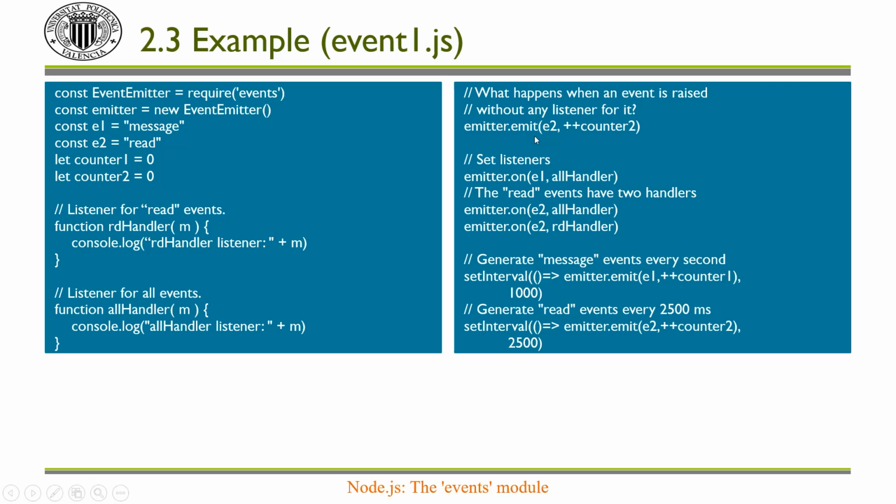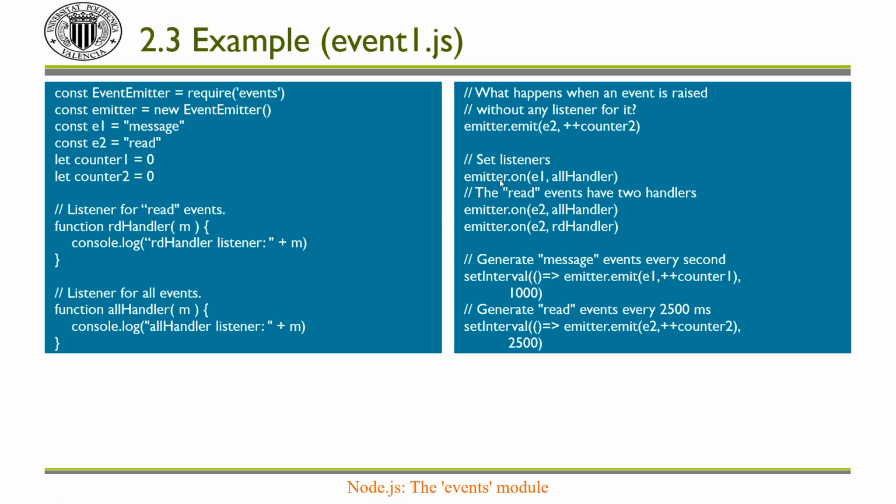Here, the emitter generates a read event and increases the second counter. But this has been made before any listener was declared to the read event. So this emission, this event generation has been lost, hasn't been considered by any listener.